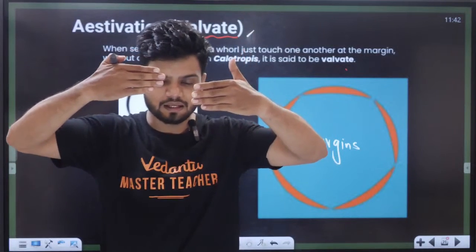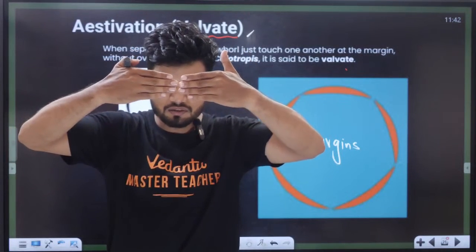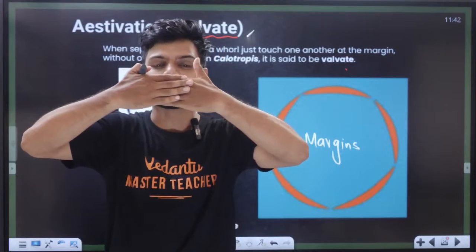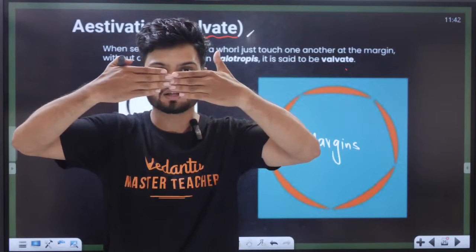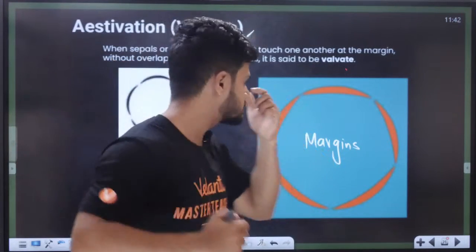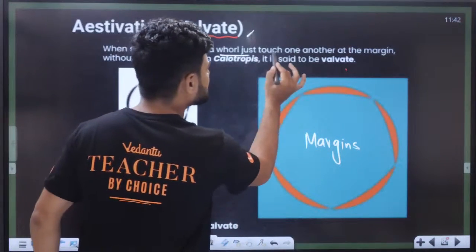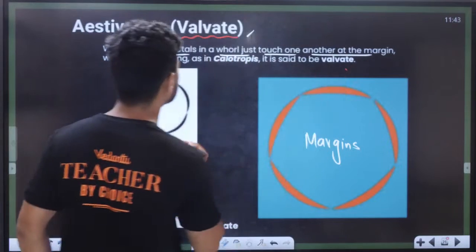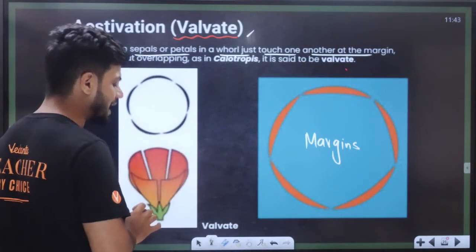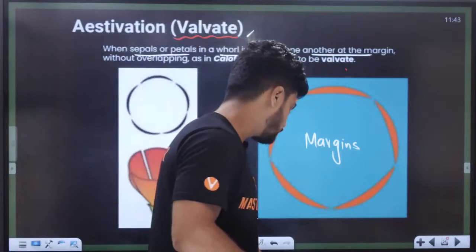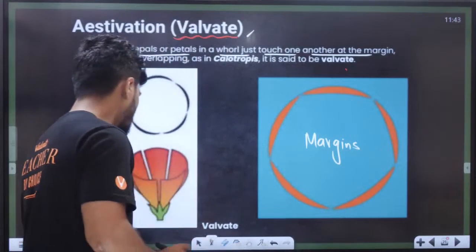This is one petal. This is one more petal. They're just touching at the margin, but they're not overlapping. So when sepals or petals in a whorl just touch one another at the margin, that is called your valvate aestivation. That is called what? Valvate aestivation.